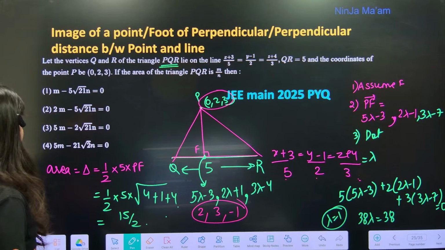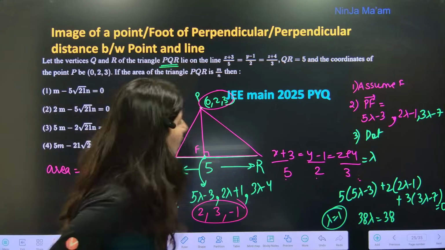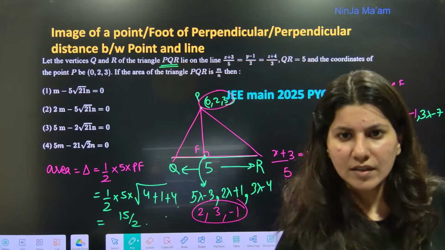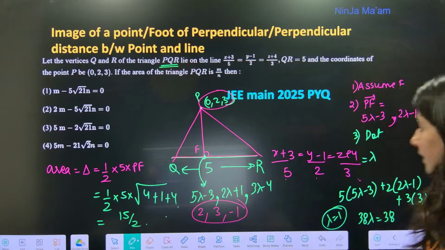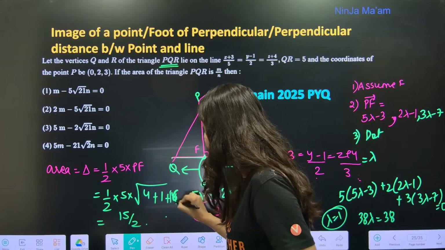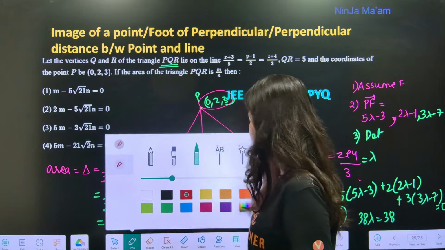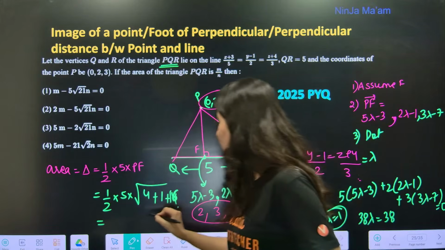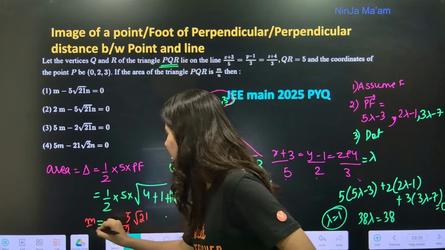Area is 15 by 2. 4 plus 4. So 15 by 2. But why are they writing this thing, let me check. Area is coming out as 15 by 2, correct? Not like that, sorry. 3 plus 1, 4, so 16. This is 16. Okay, so area is slightly, I have to change now. 16 plus 4, 20, root 21. 5 by 2 root 21 is your m by n.